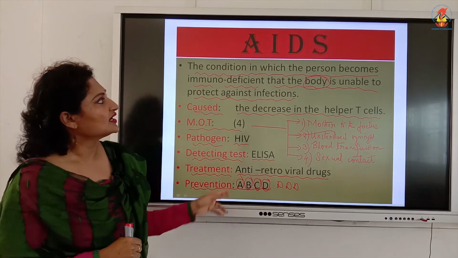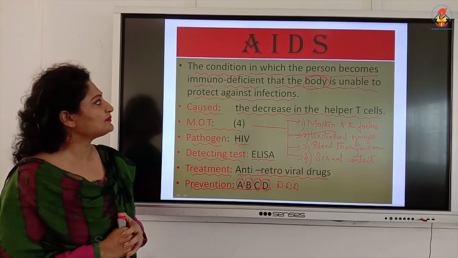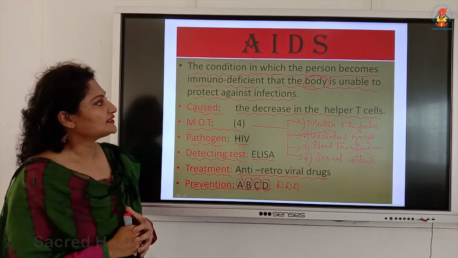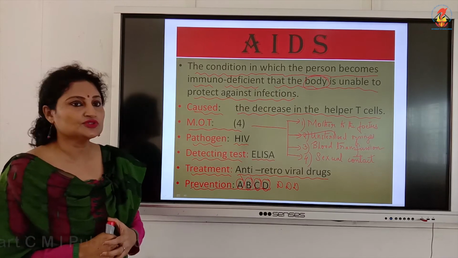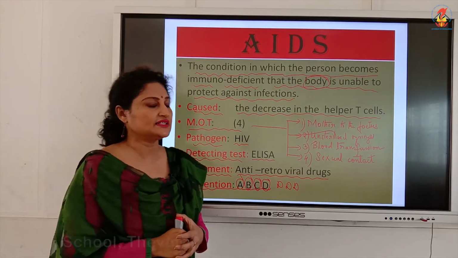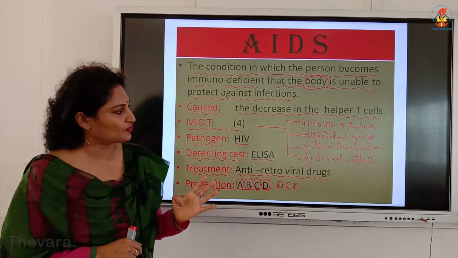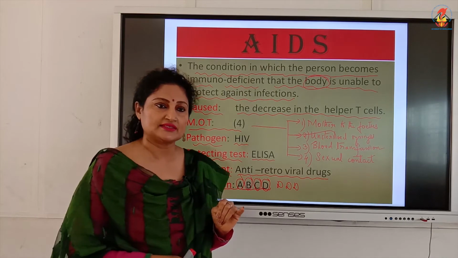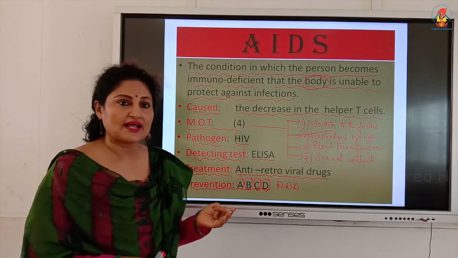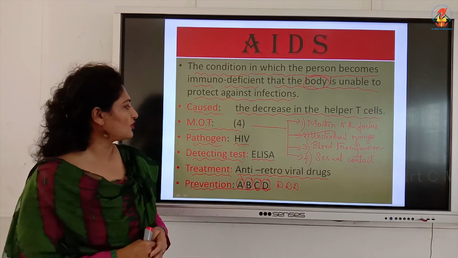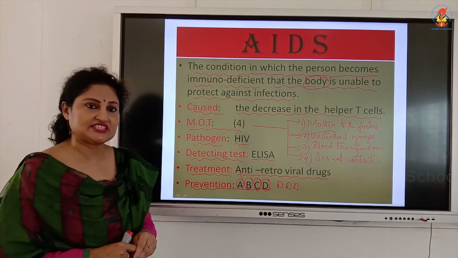So once again, a recap. What is AIDS? AIDS is a condition in which the person becomes immunodeficient, that is, the body is unable to protect against infections. It is caused due to the decrease in the number of helper T lymphocytes. The modes of transmission are 4, as we have learnt in the 4th chapter. 1 is from the infected mother to the fetus, 2 from unsterilized syringes, 3 from blood transfusion, and 4 from sexual contact. The pathogen is HIV, human immunodeficiency virus.